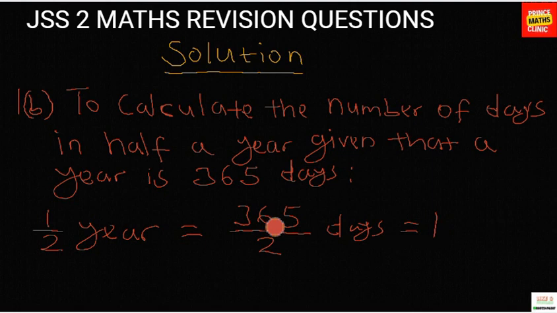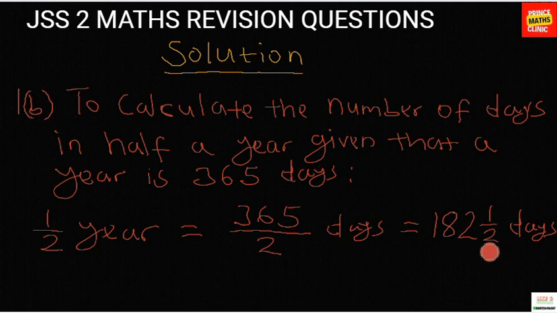Add it to this 6. 2 in 16 is 8. Good. No remainder. 2 in 5 is 2. Remainder of 1 over 2. Then days. So it means that it is actually 182 and a half days.